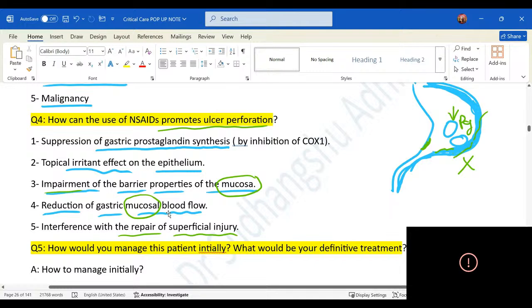NSAIDs cause suppression of gastric prostaglandin synthesis by inhibition of COX-1, topical irritant effect on the gastric epithelium, impairment of the barrier property of the mucosa, reduction of blood supply in the mucosa, and interference with the repair of the superficial injury.